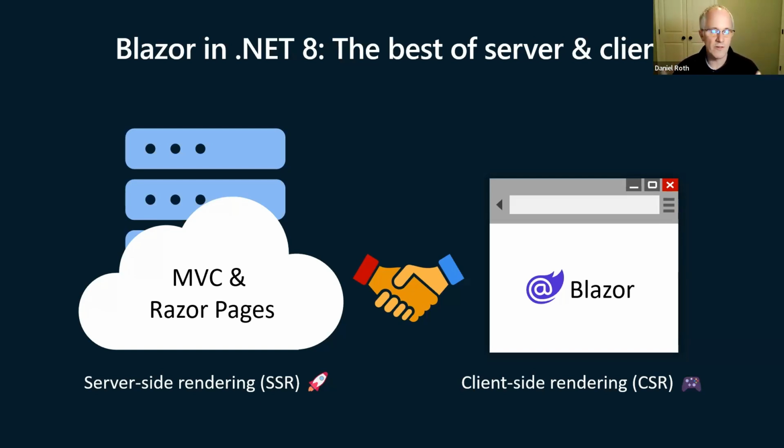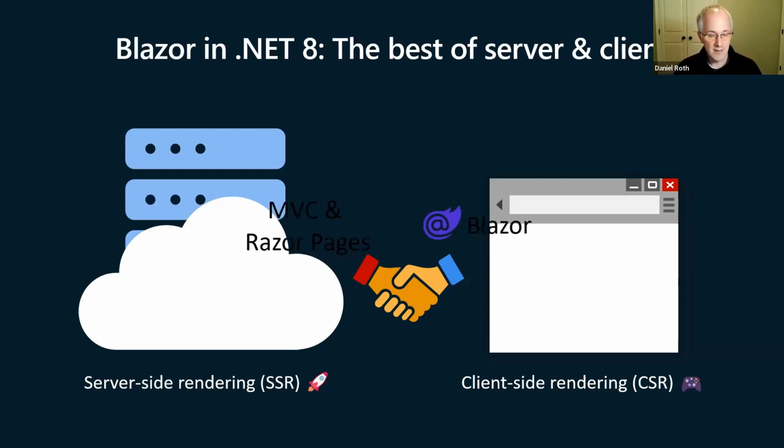Now, previously with .NET, if you wanted to do both of these things together in the same app, well, that usually meant you had to mix multiple different frameworks together. Like you would take MVC and Razor Pages, and then maybe also use Blazor for the client-side part, or maybe use a client-side JavaScript framework like Angular or React.